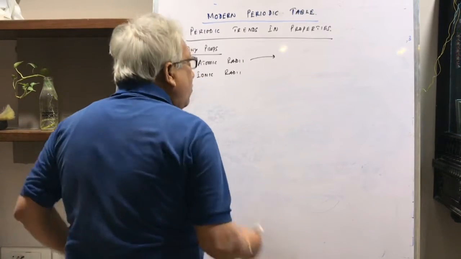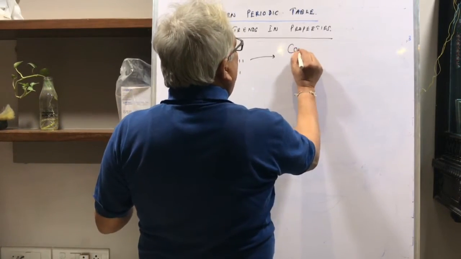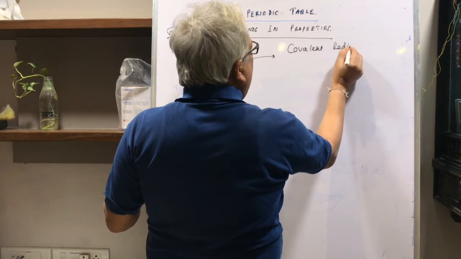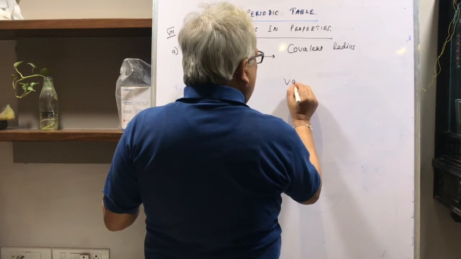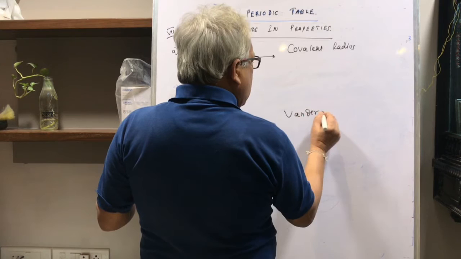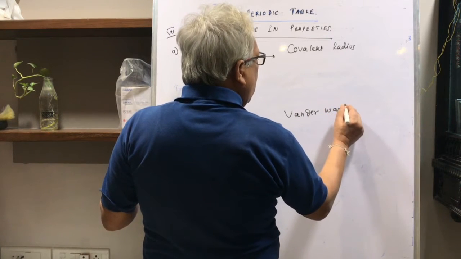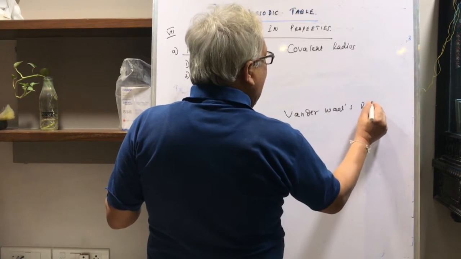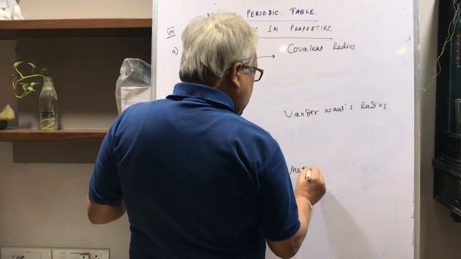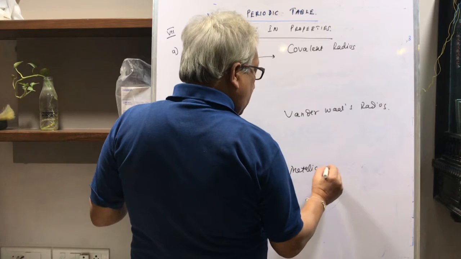One is covalent radius, then van der Waals radius, I'll make a little space, van der Waals radius, and metallic radius. So these are the ways the radius is measured.